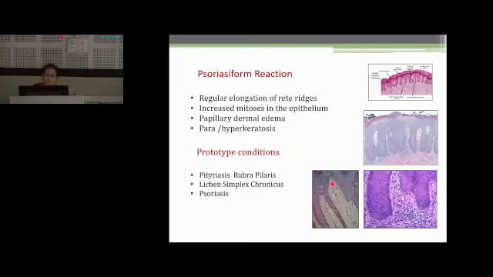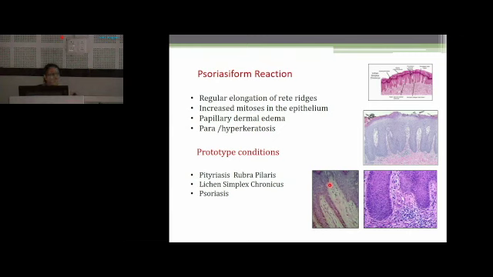Next pattern is the psoriasiform reaction pattern, characterized by regular elongation of rete ridges, increased mitosis in the epithelium, papillary dermal edema, para and hyperkeratosis. Prototype conditions are pityriasis rubra pilaris, lichen simplex chronicus and psoriasis. Details of this will be discussed in a subsequent lecture.